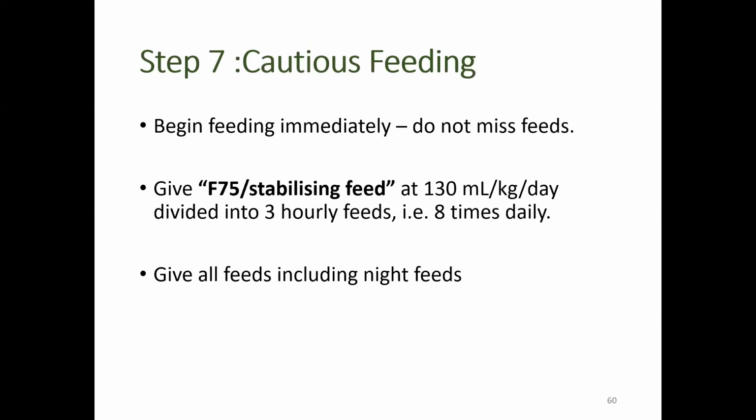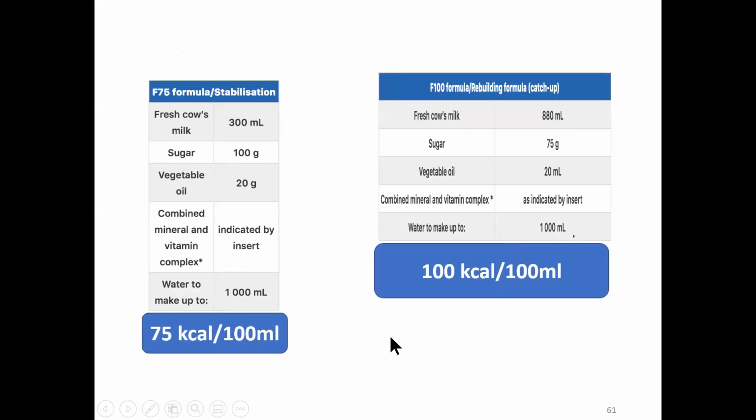And feeding: in the acute phase, we start feeding them with the F75, which, as I said, must be given 8 hourly. I know currently there are some ready-made F75 which come prepared, so you don't need to prepare. If you don't have the ready-made, this is the formula on how the F75 can be made. If you're using fresh milk, 300 ml, adding sugar, 100 grams, vegetable oil, and a combined mineral and vitamin complex, and water, that will make up to 1,000 ml, 1 liter.